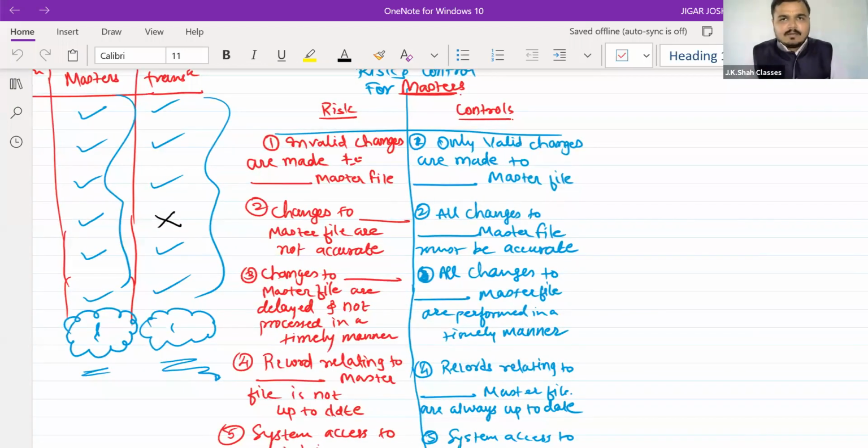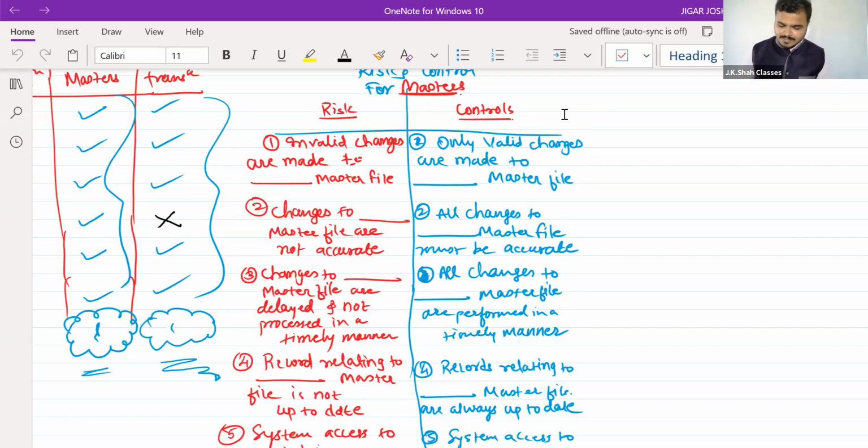Invalid changes are made to the master file. Only valid changes are made to the master file. Changes to the master file are not accurate. All changes to the master file are accurate. Changes to the master file are not processed in a timely manner. All changes to the master file are processed in a timely manner. Records are not up to date. Records are up to date. And system access to maintain the master is not restricted to authorized users, and is restricted to authorized users.